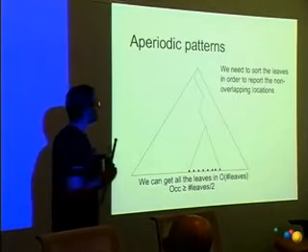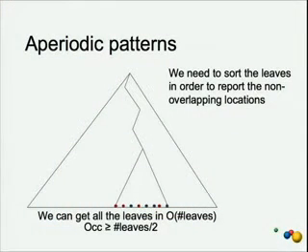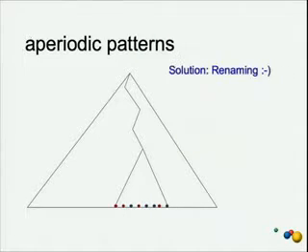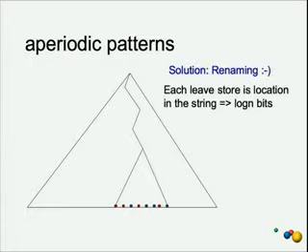To see which leaf to throw away, we actually need to sort this thing and see which intersects with which. But there is a problem. To sort this thing, it will take O of occurrence time log of occurrence, and we want it to take only O of occurrence. Then the solution is renaming. We start by just giving each node here its location in the text.